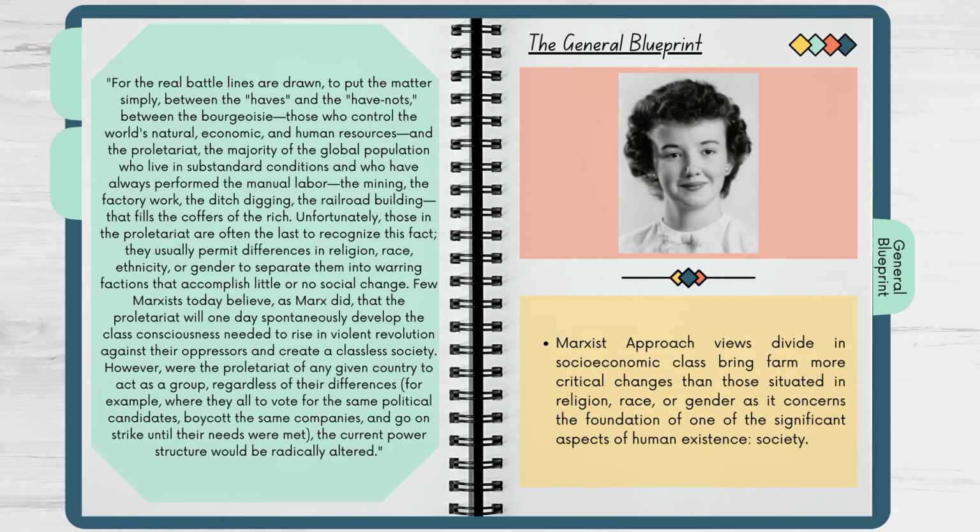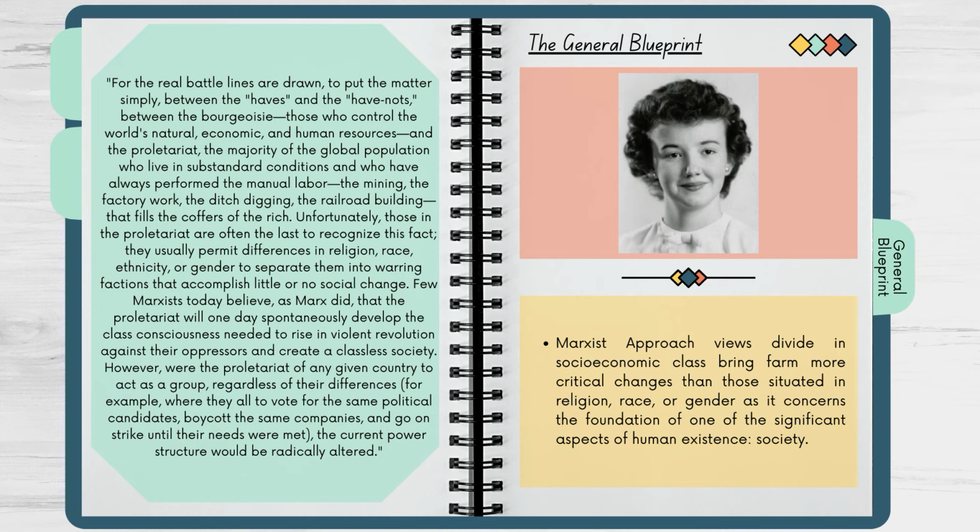For the real battle lines are drawn, to put the matter simply, between the haves and the have-nots, between the bourgeoisie, those who control the world's natural, economic, and human resources, and the proletariat, the majority of global population who live in substandard conditions and who have always performed the manual labor, the mining, the factory work, the ditch digging, the railroad building that fills the coffers of the rich. Unfortunately, those in the proletariat are often the last to recognize this fact.